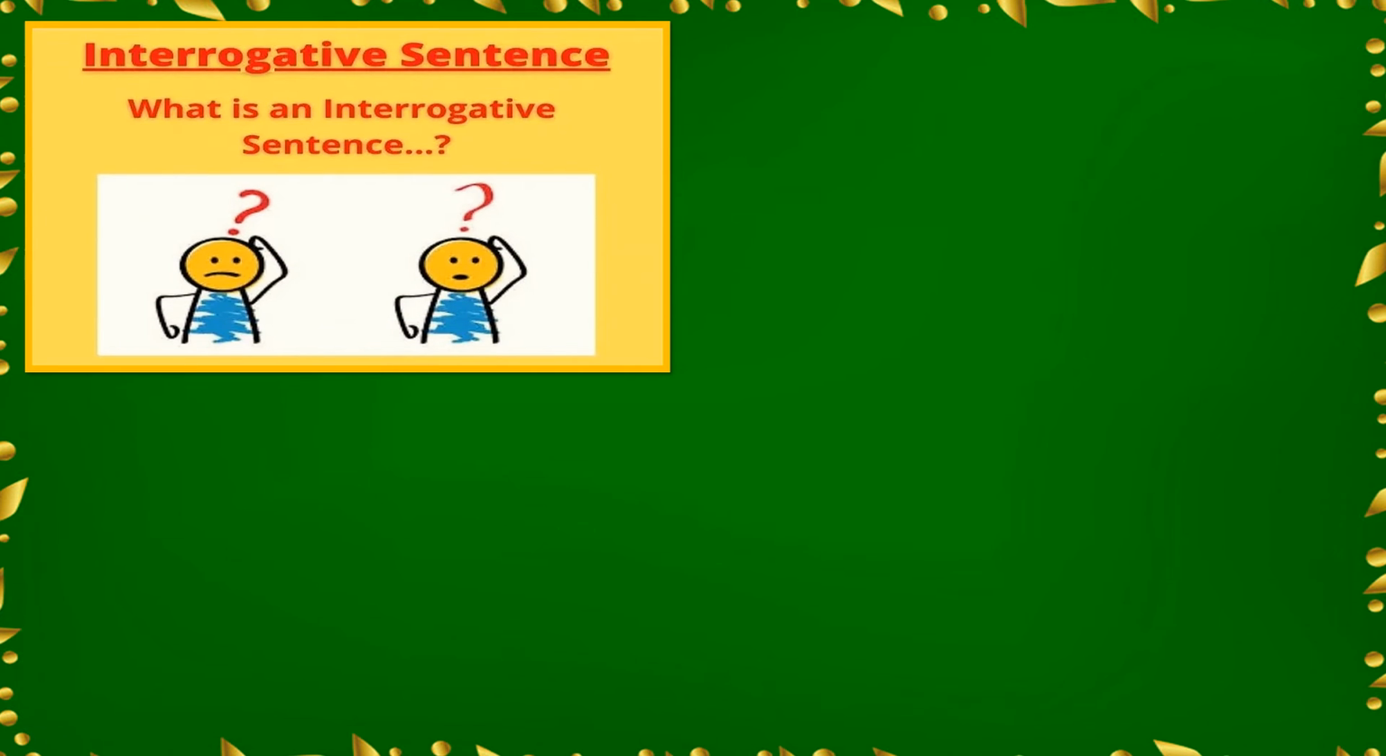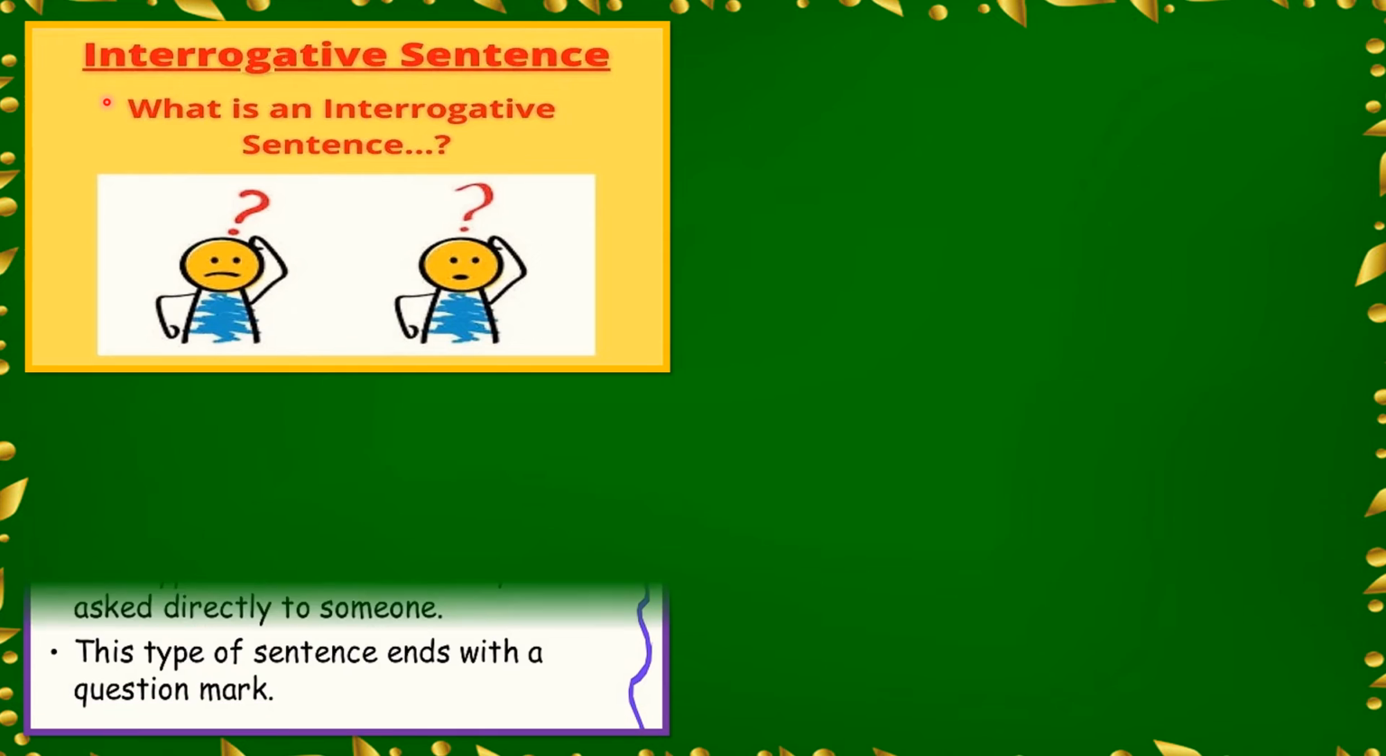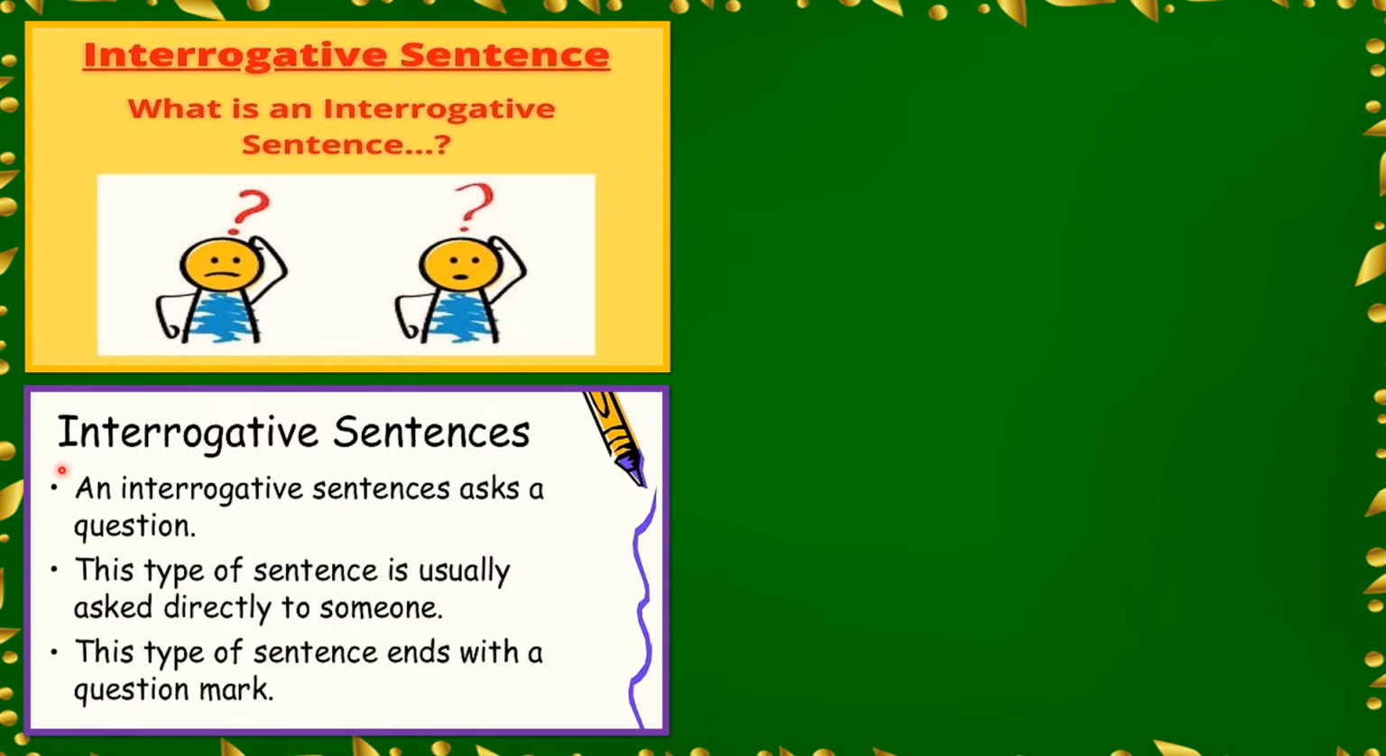Now class, let us discuss the interrogative sentence. So what is an interrogative sentence? The word comes from interrogate, and it ends with a question mark. Obviously, this type of sentence means you are asking a question. So an interrogative sentence asks a question.